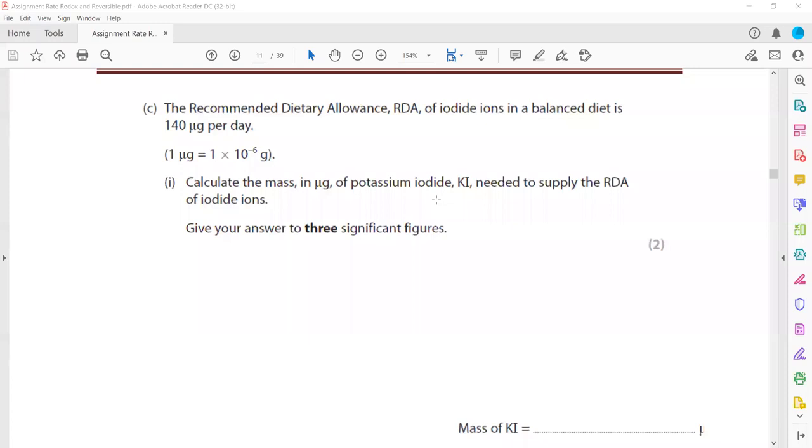Then the recommended dietary allowance, RDA, for iodine in a balanced diet should be 140 microgram per day. That's the intake of iodine. Calculate the mass in microgram of potassium iodide needed to supply the RDA of iodine, and your answer should include 3 significant figures. So basically, if we have 1 molecule of potassium iodide, it will provide 1 potassium ion and 1 iodide ion. So we can take the ratio of the masses, the total mass of potassium iodide.